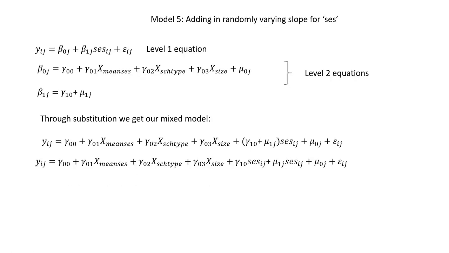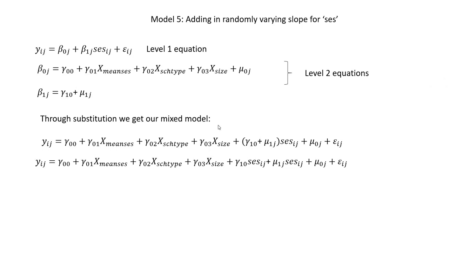So now let's add in a randomly varying slope for SES. It may be the case that the relationship between SES and math achievement at level 1 varies across schools, and if we wanted to model that, then we can go back to our equation where we have the fixed effect for SES. This is our gamma 10, and then add in that mu 1j that I was mentioning earlier. Essentially this specification treats the slope for SES as randomly varying across groups.